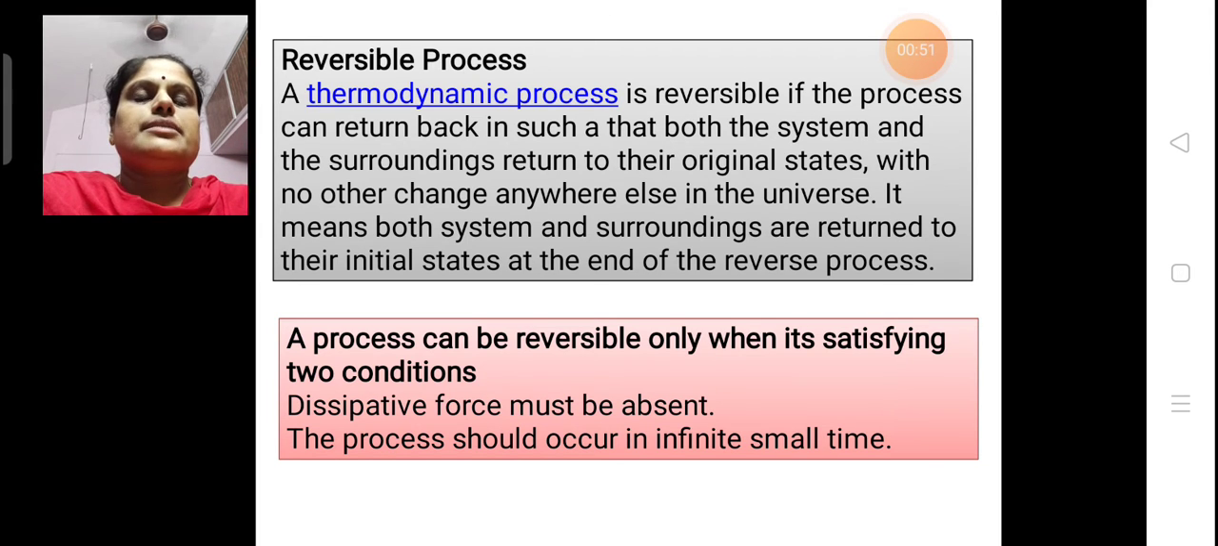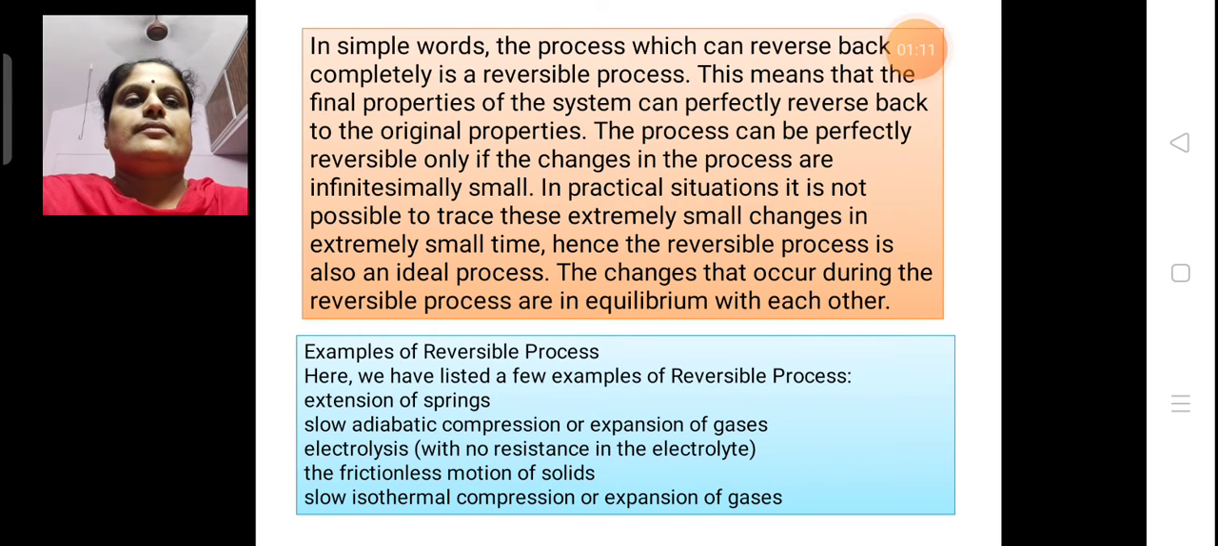A process can be reversible only if it satisfies two conditions. Dissipative forces must be absent and the process should occur in an infinitely small interval of time. In simple words, the process which can reverse back is completely a reversible process. This means that the final properties of the system can perfectly reverse back to the original properties.